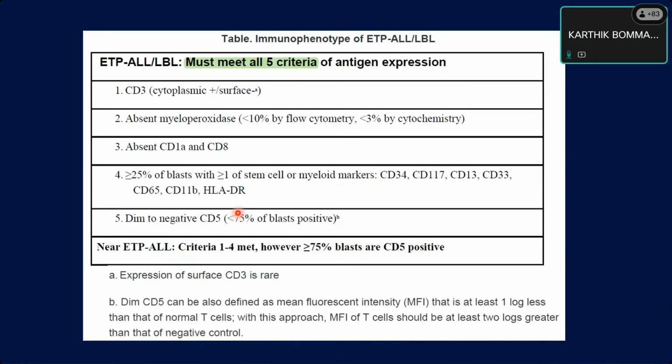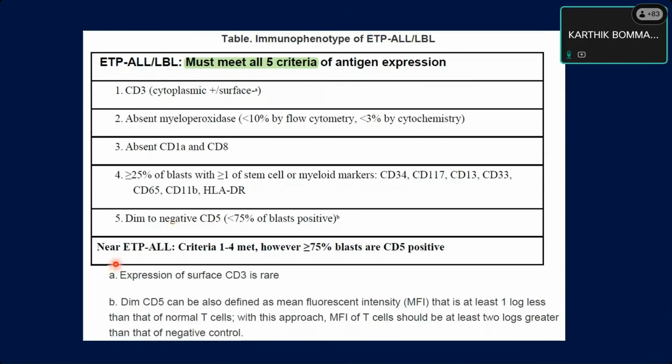Now, these are the diagnostic criteria. For ETP-ALL, cytoplasmic or surface CD3 must be positive to have a T lineage orientation, and myeloperoxidase should be absent, as in our case. CD1a and CD8 should be absent. More than 25% of blasts should express one or more stem cell or myeloid markers like CD34, CD117, which we had in our case, or CD13, CD33, HLA-DR and so on. And CD5 should be negative to dim, not moderate. This is the criteria to call ETP-ALL.